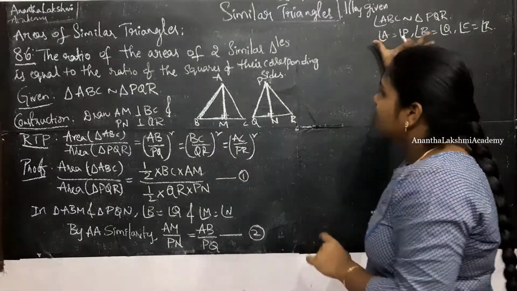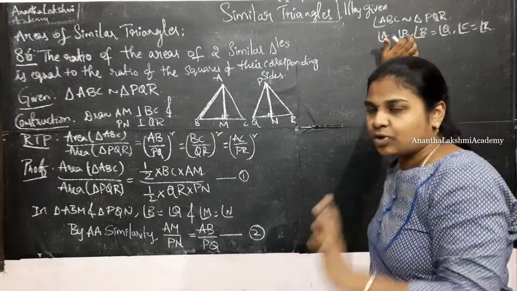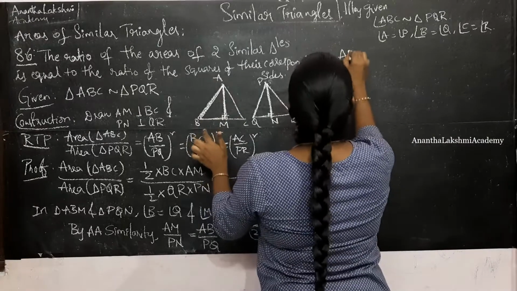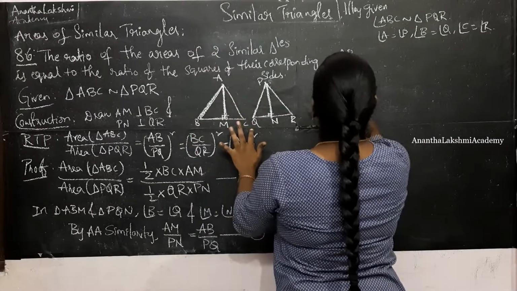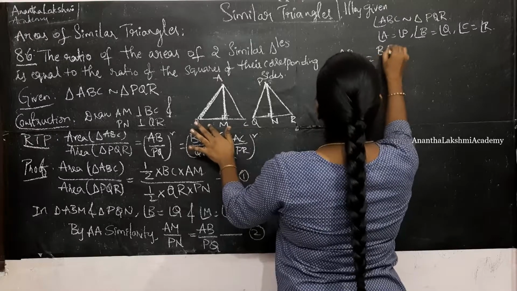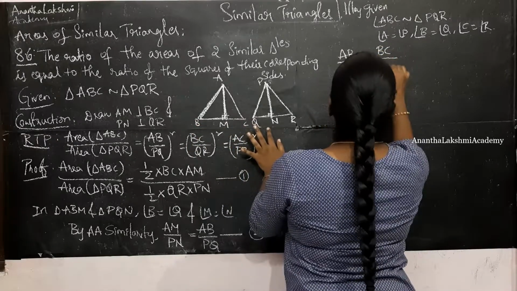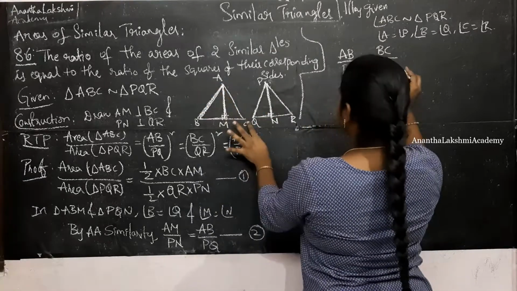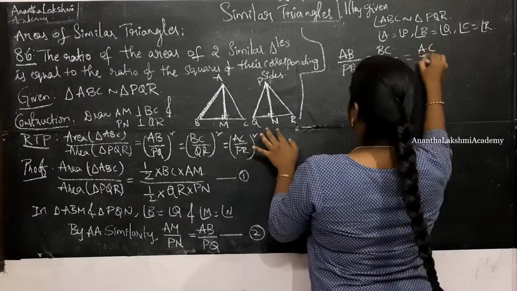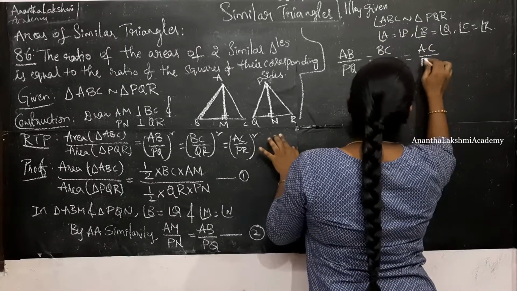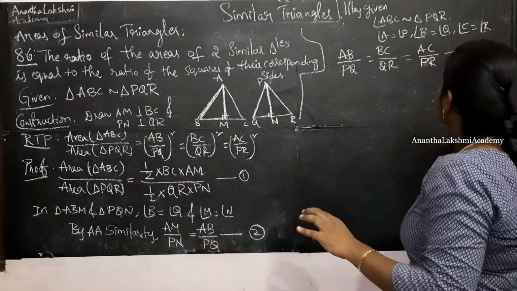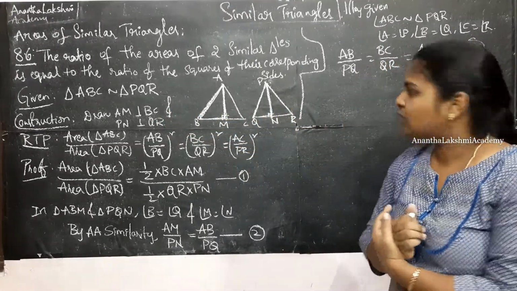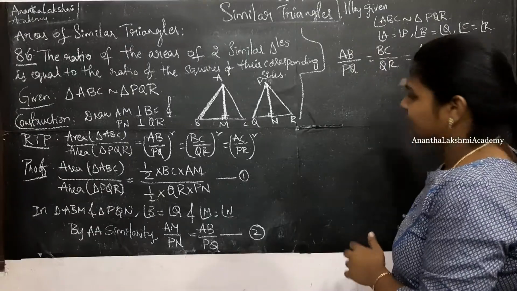Alright, now when you have the angles equal, their corresponding sides ratio is also equal. So I am going to consider AB by PQ is equal to BC by QR is equal to, now the other side, AC by PR. Okay, what did I take? Since it is said that ABC is similar to PQR, I just took the corresponding sides ratio.